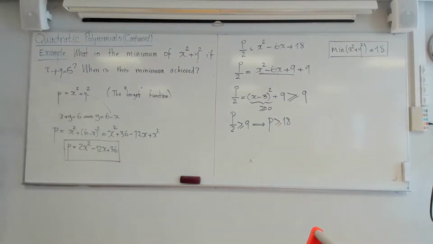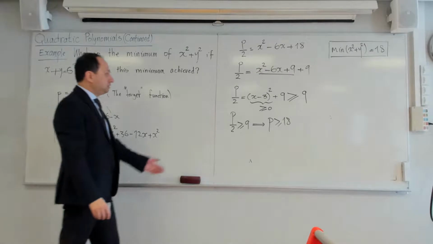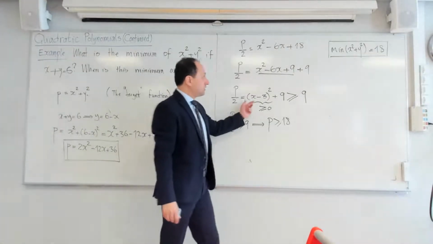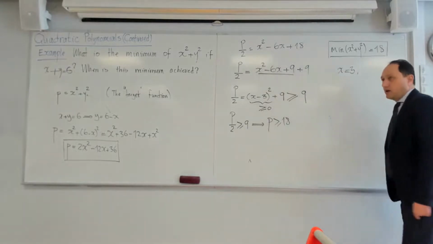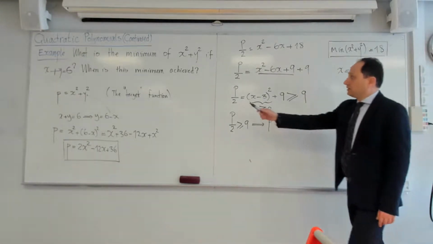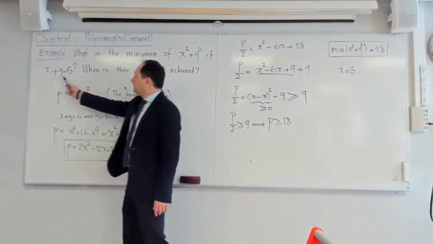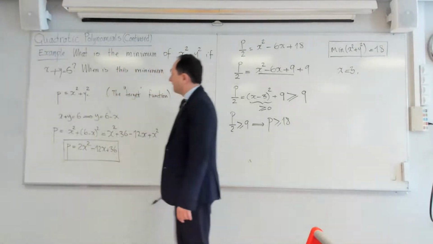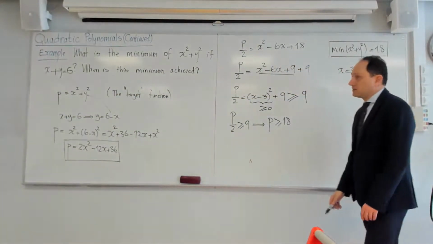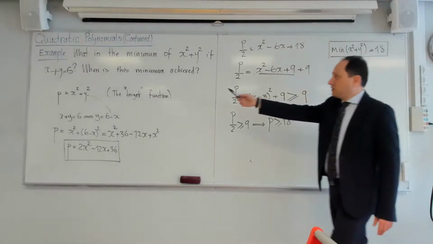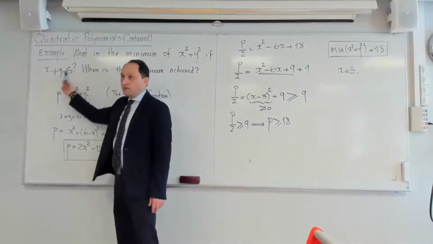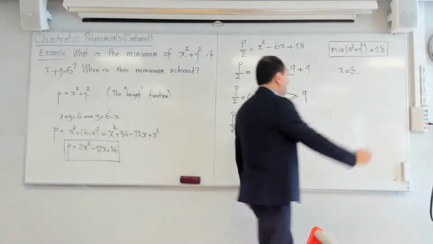But when that minimum is achieved, tell me the x value and the y value. So can you tell me the x value? 3. Exactly, 3. So the x value should be 3. And then what is the y value? 9? No. The sum is supposed to be 6. Yes, the sum of these two numbers is supposed to be 6. When one of them is 3, the other one is 3.